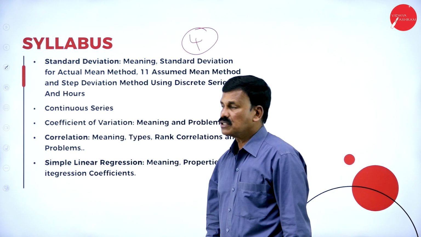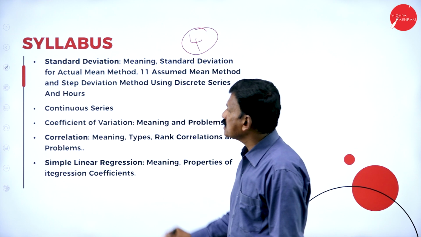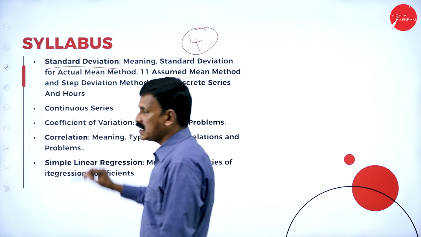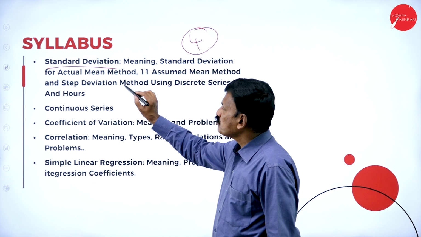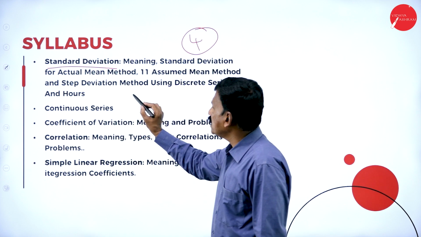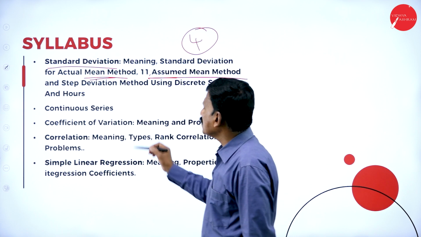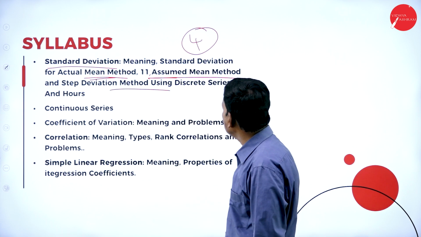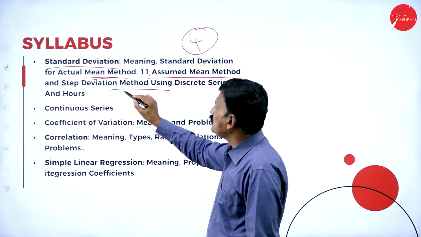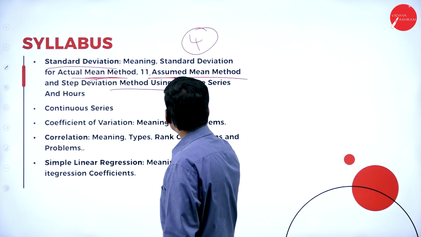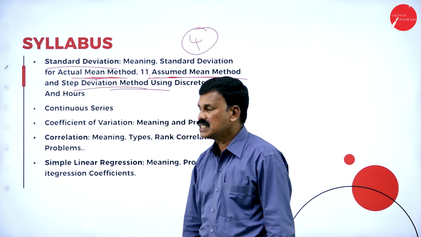Now, move on to the last unit, the fourth unit. In the fourth unit, again statistics, a continuation of the statistical part, that is the standard deviation. So, the meaning of standard deviation and finding the standard deviation by the actual method, the assumed mean method, and the third one, the step deviation method, using discrete series. So, here finding the standard deviation by the actual method, assumed mean method, and the step deviation method using discrete series.